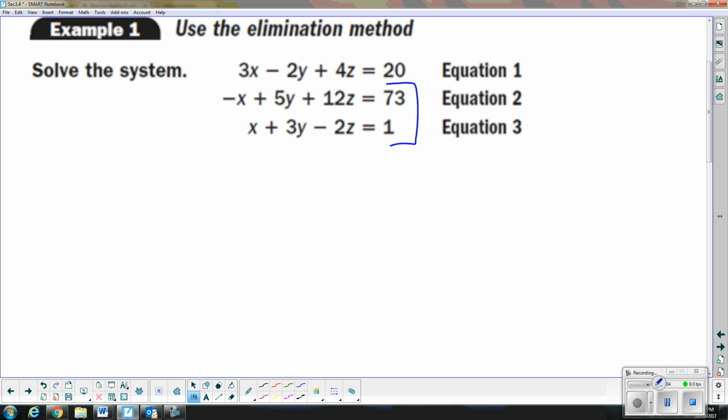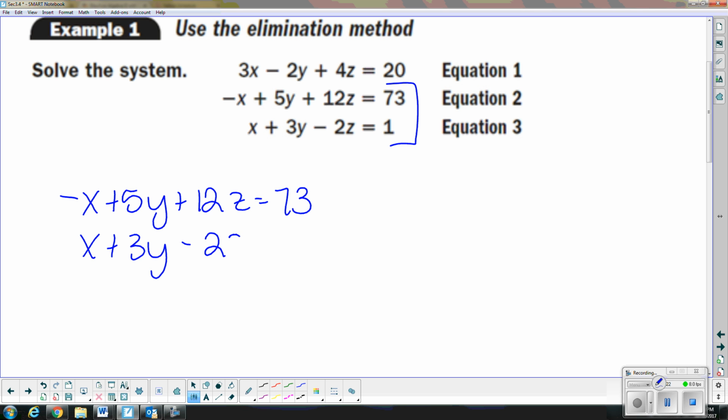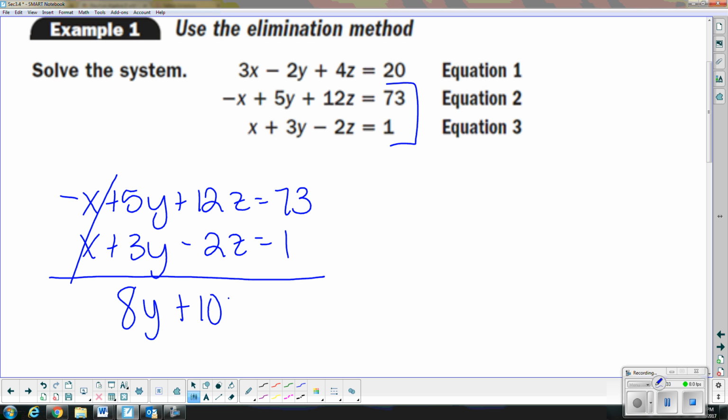What other ones? Okay, that's one pair. There's two pairs, we need two pairs. So our first pair: negative x plus 5y plus 12z equals 73, and x plus 3y minus 2z equals 1. Okay, that's our first pair of equations. We're going to eliminate x. Rewrite your equation: 8y plus 10z equals 74.